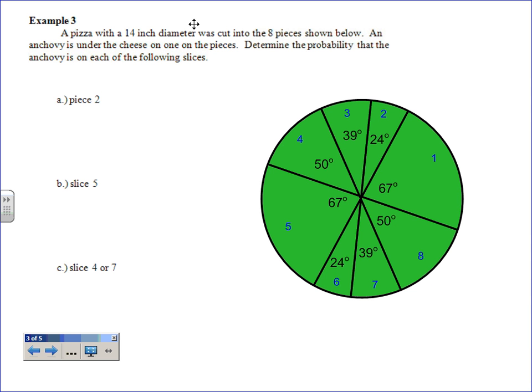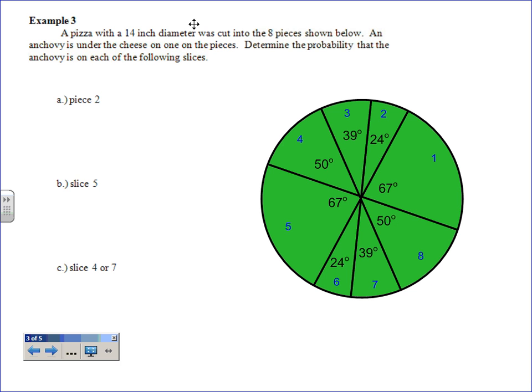And we want to figure out, and I've added a few. I think yours only says piece 2, correct? Maybe add an A for piece 2, B is slice 5, and C is slices 4 or 7. So piece 2, would you think that having the anchovy on piece 2 up there is going to be very probable? Is it likely that if you picked slice 2, that you would get the anchovy? Not really, right? I think it's obviously that slice 5 is going to be more probable because it's bigger.